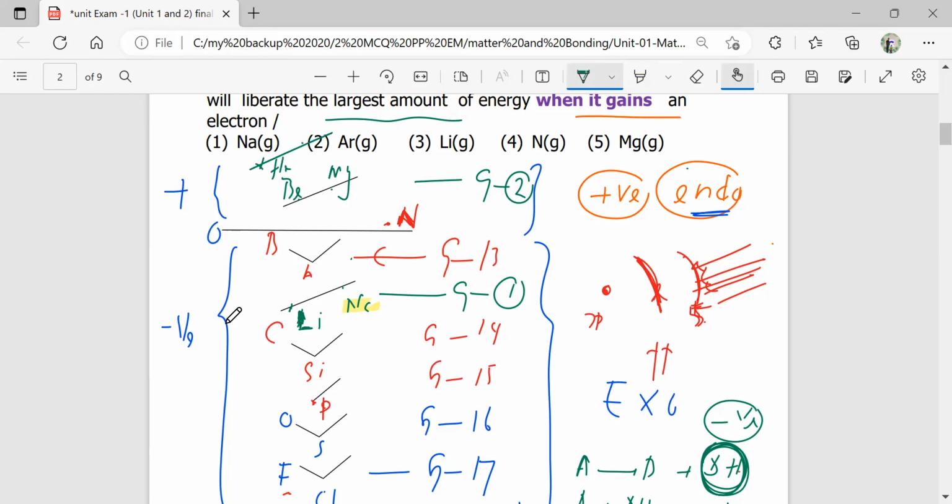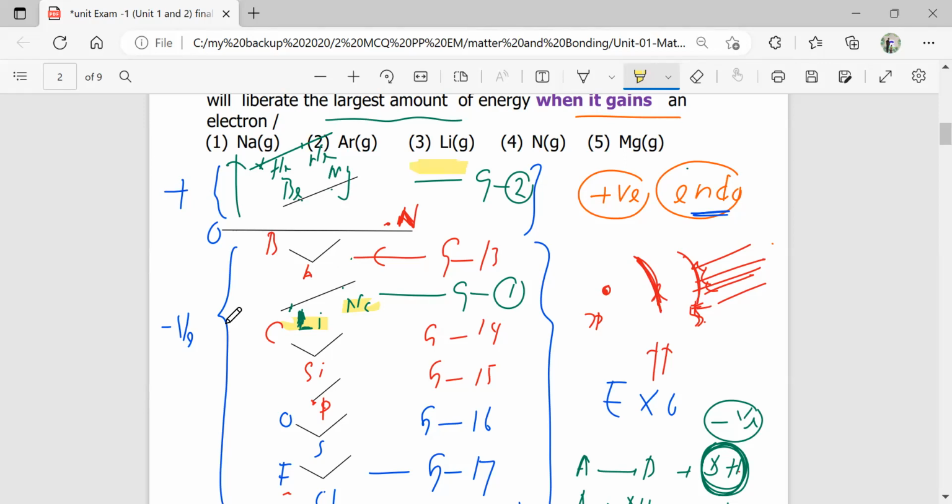Helium, neon, argon, magnesium and calcium, beryllium, magnesium all have high positive values. It won't come. Lithium, yes, it is here, right? Lithium has more energy in it compared to sodium. Compared to sodium, lithium liberates a large amount of energy. Yes, comparing sodium and lithium, lithium is the answer.